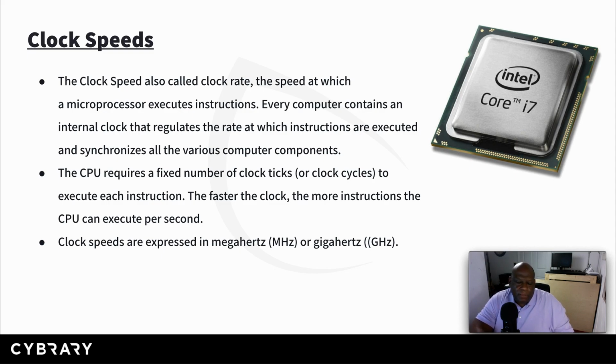Clock speeds. The clock speed, also called the clock rate, is the speed at which a microprocessor executes instructions. Every computer contains an internal clock that regulates the rate at which instructions are executed and synchronizes all various computer components. The CPU requires a fixed number of clock ticks or clock cycles to execute each instruction. The faster the clock, the more instructions the CPU can execute per second.